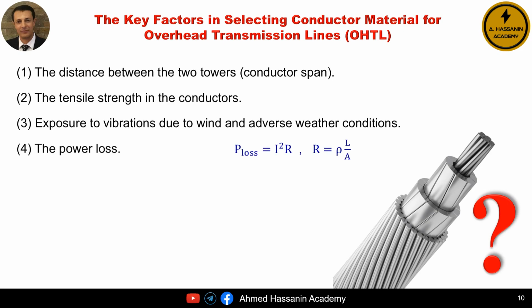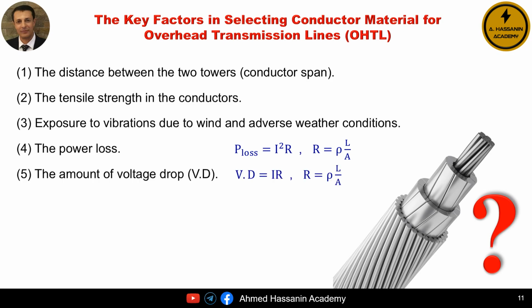Factor number 4, the power loss along the transmission line route. Of course, everyone knows that the resistance of a conductor is equal to the resistivity multiplied by the length of the conductor divided by its cross-sectional area. Also, the power loss is equal to the square of the current multiplied by the resistance. Therefore, the type of conductor material determines the resistance of the conductor. Naturally, the longer the line or the conductor, the greater its resistance, and consequently, the greater the power loss.